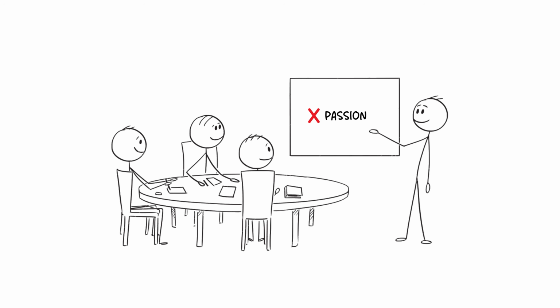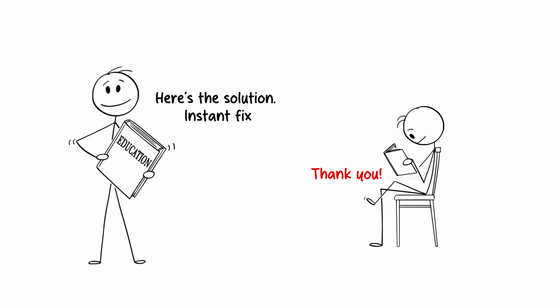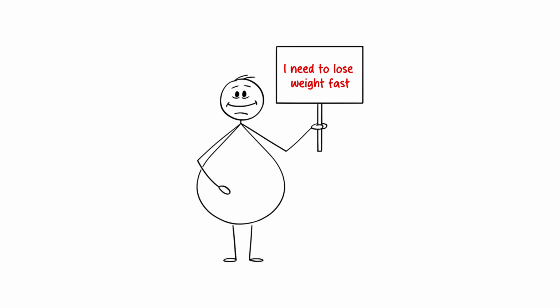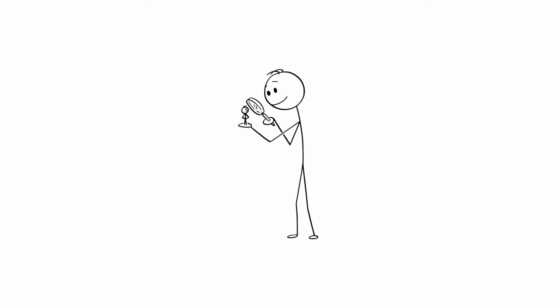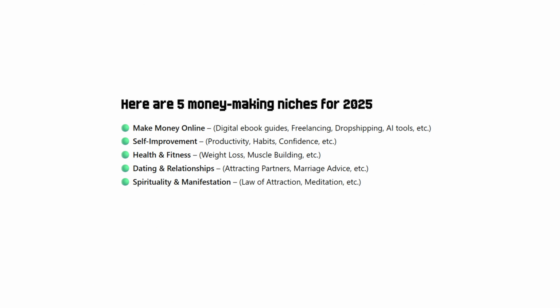It's not about passion, it's about problems. Here's the simple formula. If someone has a problem painful enough, they'll pay to make it stop. If they have a strong desire, they'll pay to get there faster. Your job is to find one problem, one promise, and one solution. That's your winning niche. Now, if you're wondering what's working right now, here are 5 high-demand niches you can steal.